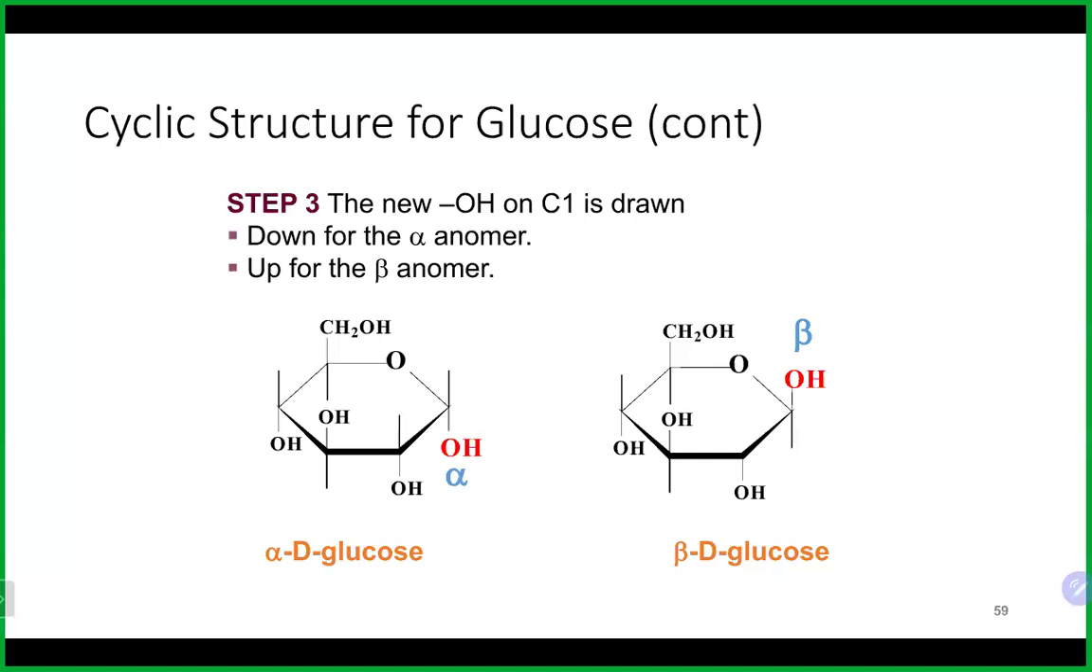And again, if you're asked to draw the alpha anomer, that last OH group there on the right should go down. If you're asked to draw the beta, it should go up. And obviously they will tell you which one they want you to draw. Just like if for some reason you had to open the chain, they would tell you to do D or L as to where to put that last OH group on that carbon.